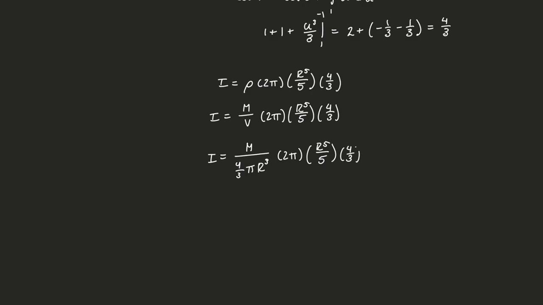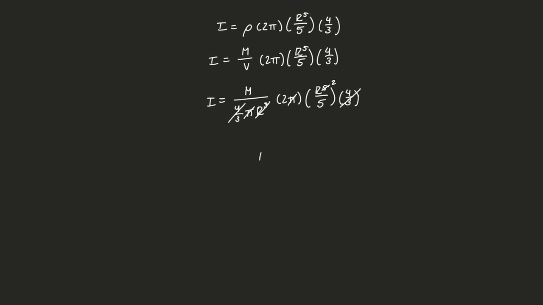And now you should start to see that things are going to begin to cancel out. So for starters, this 4/3 is going to cancel, pi is going to cancel, and the r cubed is going to turn this into r squared. And now we are left with our final equation. I is equal to 2/5 m r squared.